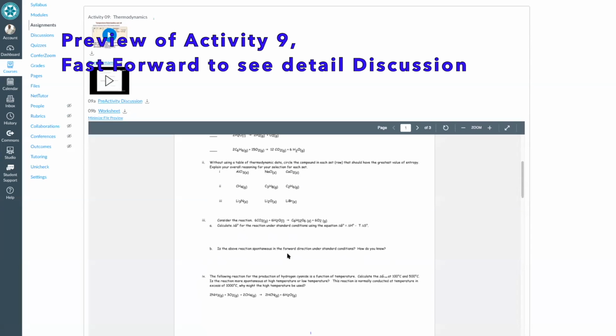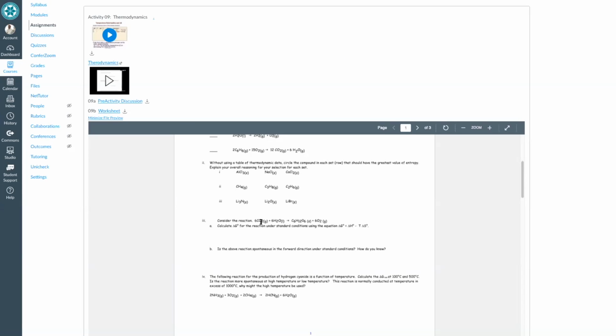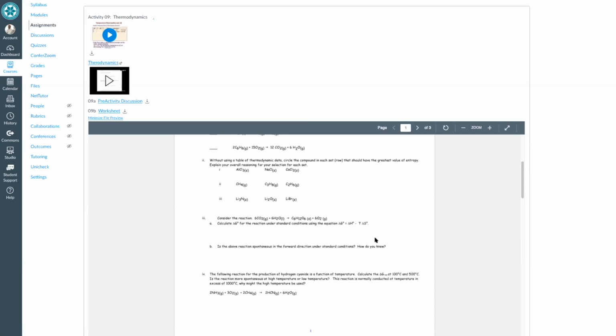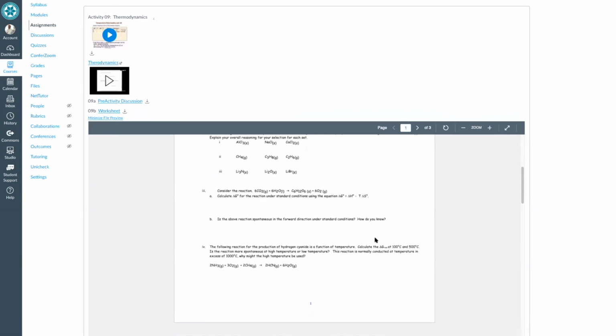This question right here, this is your activity. You need to look at this reaction. You need to find delta H, delta S, and delta G, so you can calculate these values, because that's what it's asking. And then you can calculate free energy using delta H minus T delta S, and then find free energy using products minus reactant. Okay, and then answer whether this particular reaction is spontaneous or not.